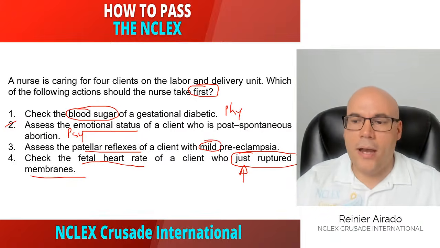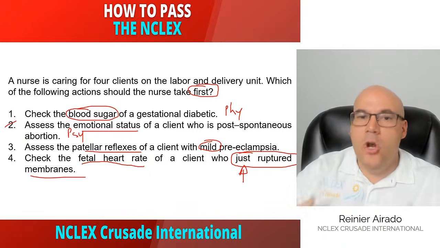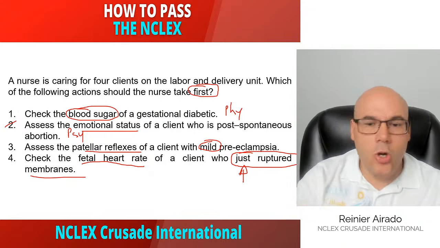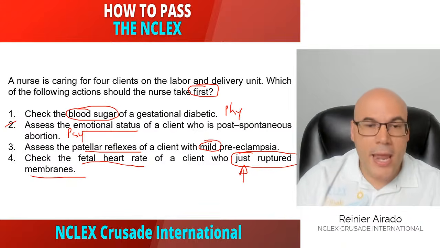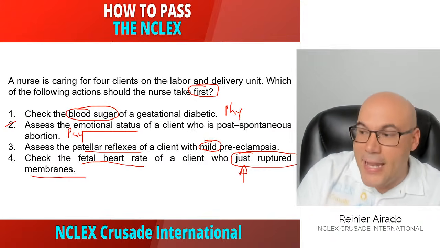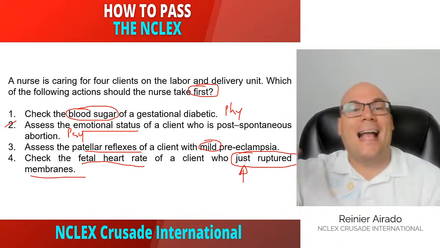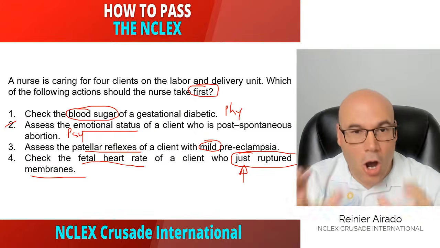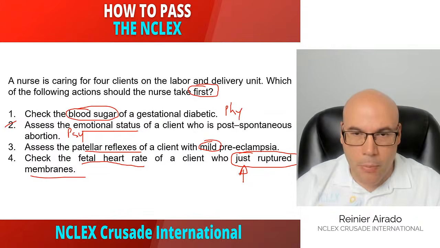In answers 1 and 3, I am looking for problems. I am looking to see if the blood glucose level is too high or too low. In answer number 3, I am looking to see if there are any complications that indicate that this patient went from preeclampsia to eclampsia, but there are no clinical manifestations of any problem.